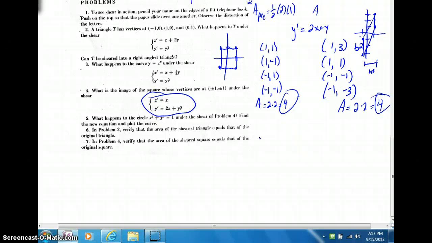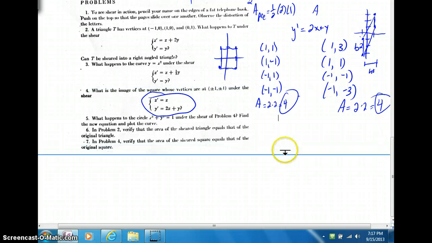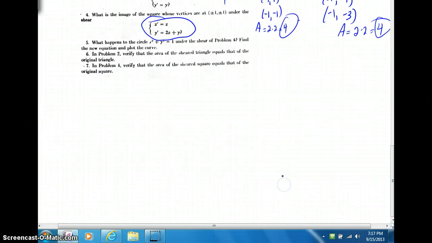So yeah, we do have a very different figure, but we have this parallel movement, a shear along the y-axis for this problem, of course, as opposed to the x-axis as the shears we've done previously. Let's quickly take a look at number 5 and see where we're going with that. So number 5, it says with this previous shear of number 4, what happens to the circle?